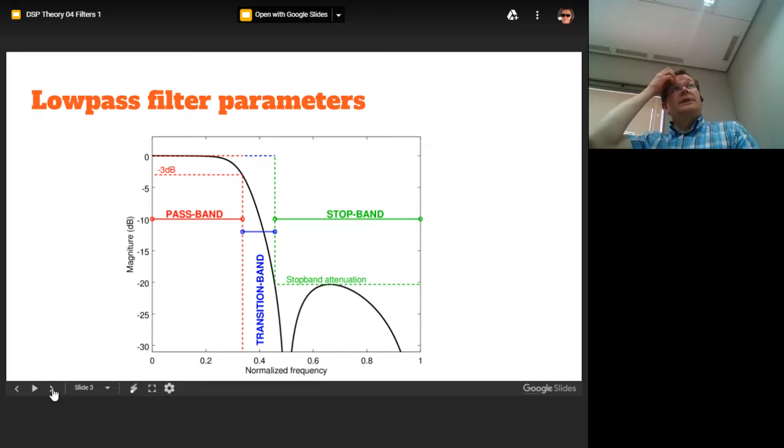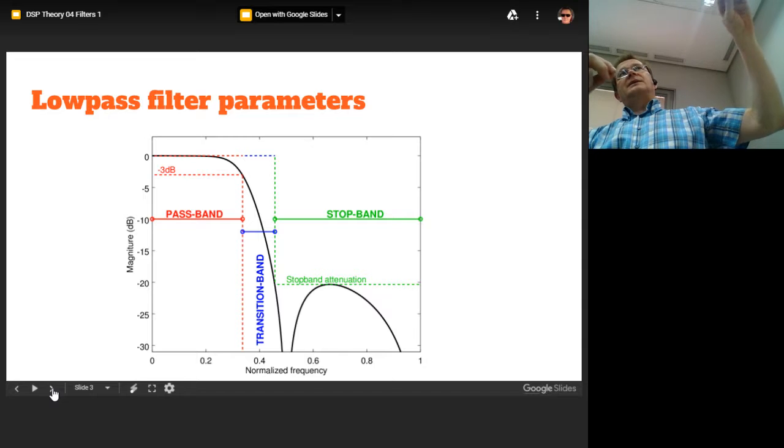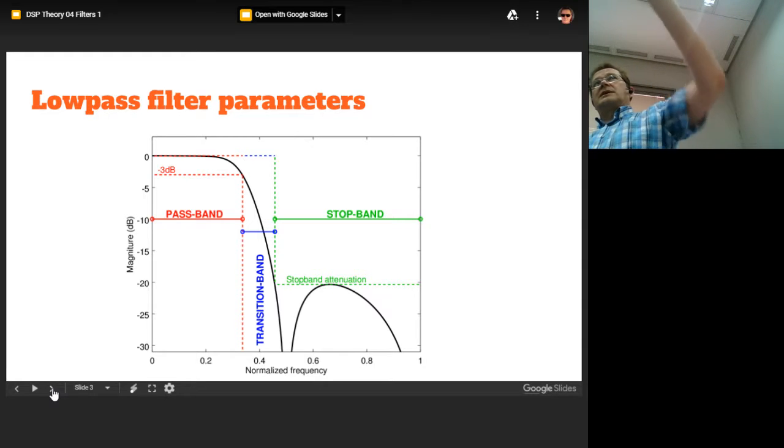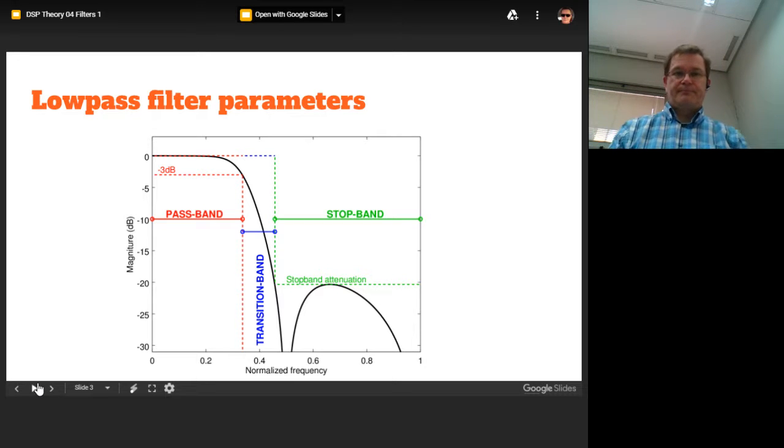Okay, so that's a typical example of how the low-pass filter parameters are actually defined. The passband is basically the frequency range where the signal is passing without attenuation. And then the stop band is the higher attenuation area, and the area in between those two, passband and stop band, is the transition band.